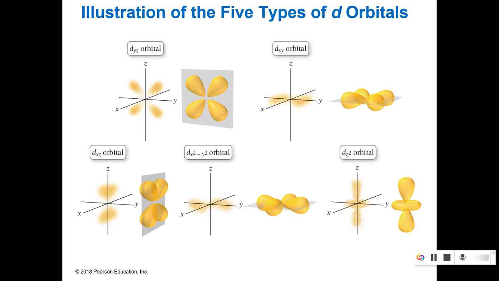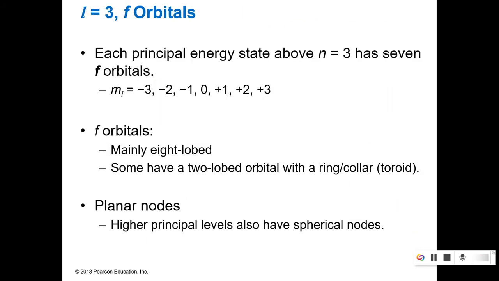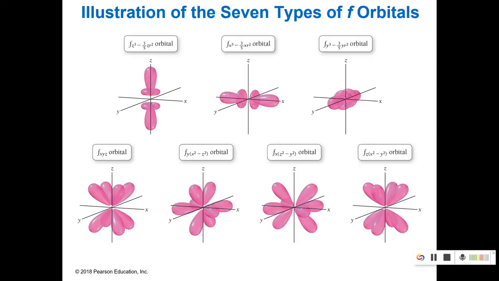This last one looks a little bit different. And this is much higher level math than you'll probably ever get to. And then F is even more complicated. They have 8 lobes instead of 4. So they kind of look more like a flower, the normal looking ones.